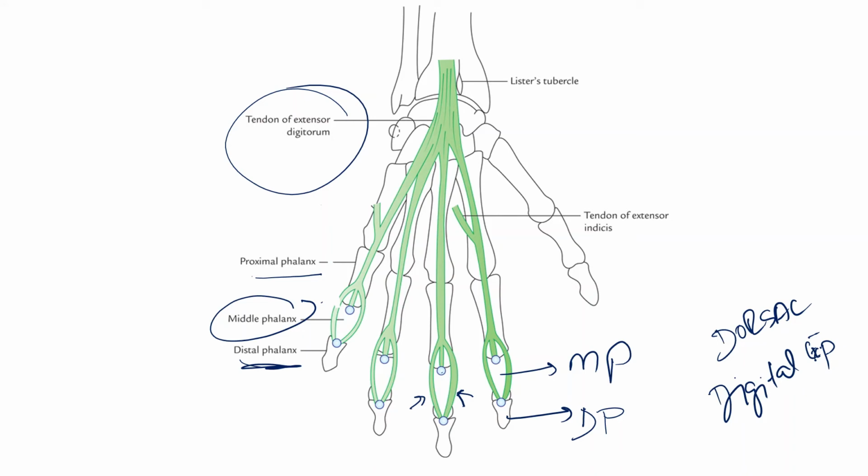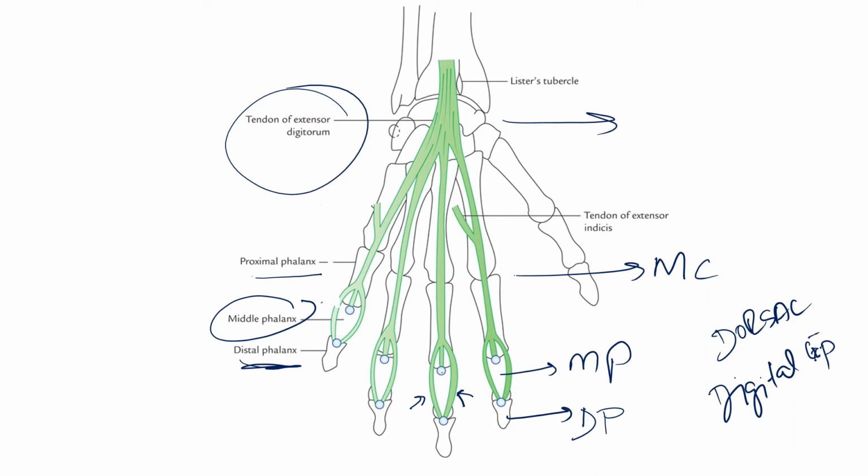Regarding the action of the extensor digitorum, it is involved in the extension of the wrist joint, the extension of the metacarpophalangeal joints, and also the extension of the interphalangeal joints.